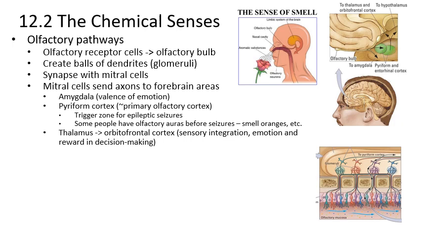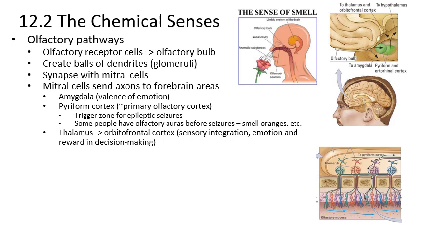Olfactory pathways in the brain. So this goes from olfactory receptor cells to the olfactory bulb, which is the main olfactory area in the brain. Olfactory receptor cells create balls of dendrites, and these synapse with something called mitral cells. Mitral cells send their axons to forebrain areas, in particular the amygdala. So the olfactory system is very highly connected with the amygdala.